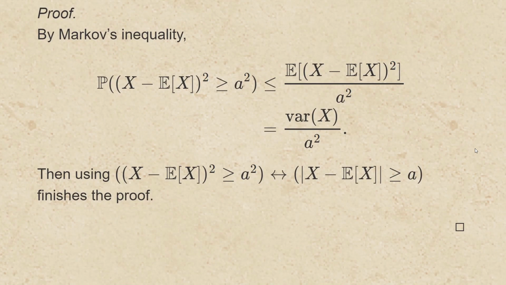The proof uses Markov's inequality. The probability that the square of the quantity X minus its mean is at least a squared is at most the mean of (X minus its mean) squared, all divided by a squared. The numerator is just the variance of X. Then we just use the fact that in order for the square of the difference between X and its mean to be at least a squared, it must hold that the absolute value of the difference between X and its mean is at least a.